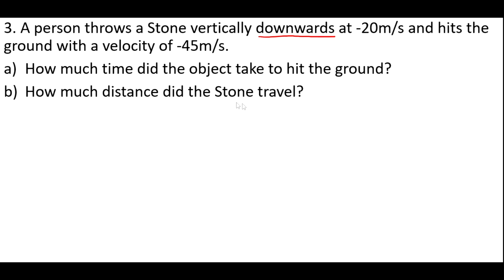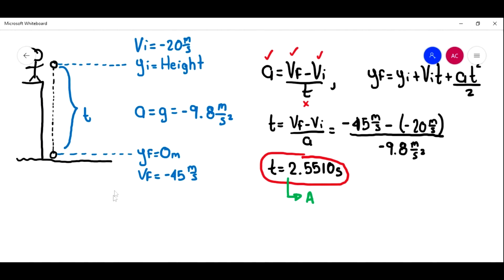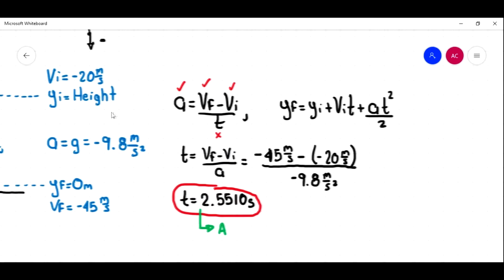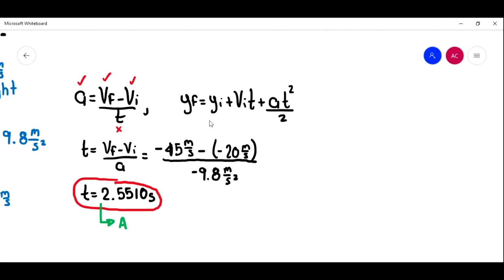Now let's see how much distance did the stone travel. Well, I know that the final position is 0 meters because that's the height of the ground. So I need to find the initial position. So let's go to the equation over here. Final position, yes, it's 0. This one I don't have, I need to find it. Initial velocity, yes, I have it. The time, I already found it. The acceleration, yes, that's a constant value, that is the gravity, and yes, I got this one.